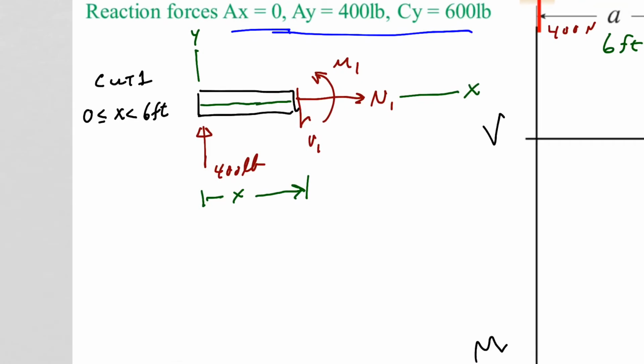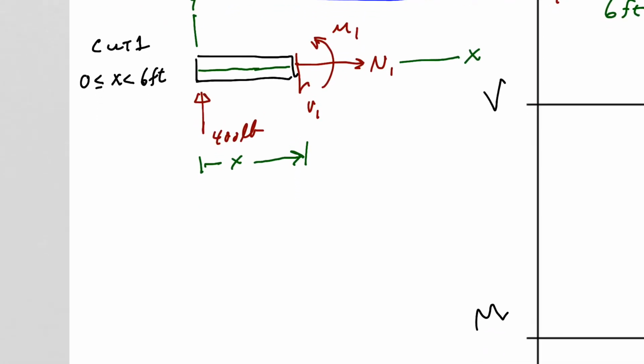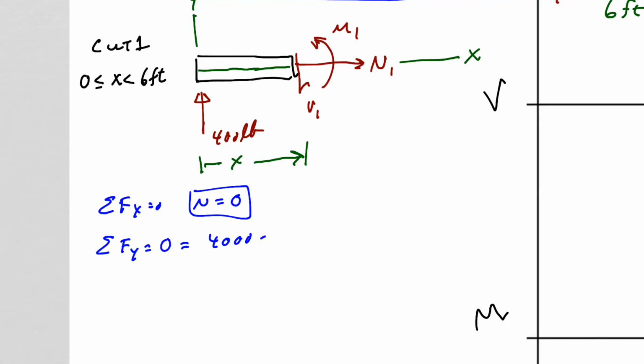Okay, so now we can solve this free body diagram very easily. If we sum forces in the X direction, of course, we will find that N equals 0. And that's typically the case for this, and will be throughout this whole beam. And that's why we typically only look at our shear and moment diagram. If we sum forces in the Y direction, we have that equal to 0. We have a positive 400 minus V1. V1 then equals 400 pounds.